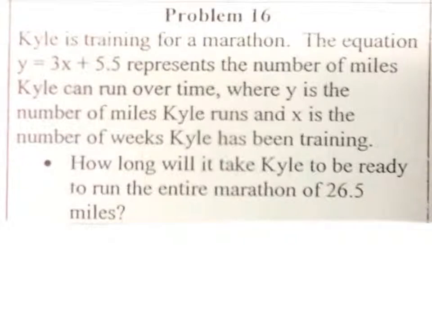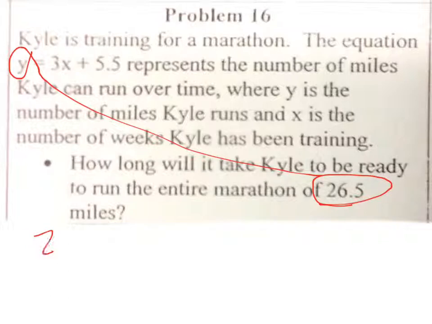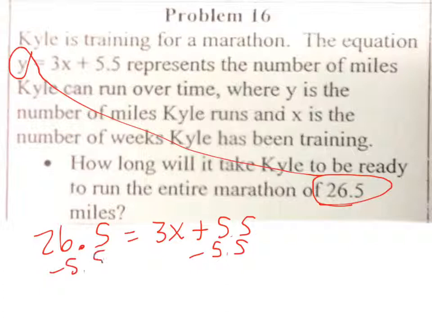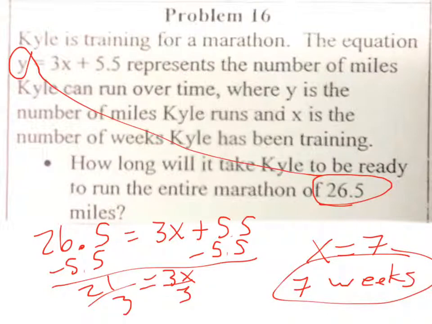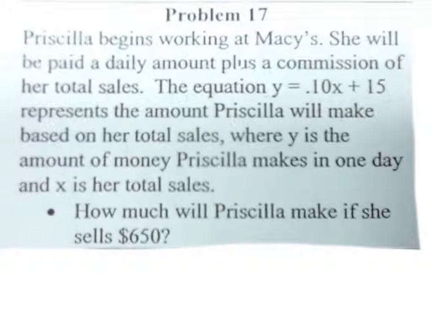That brings us to problem 16. Kyle is training for a marathon. And right here, he wants to get up to 26.5 miles. You need to take that and put it where the y is, 26.5, because that's his total, and not how many weeks he's been training. That's what x is, so you need to figure out what that is. You need to subtract 5.5 from both sides, and you'll get 3x equaling 21. Divide by the 3, and it's looking like x is 7, so you're looking at 7 weeks. Which is actually really, really fast to train for a marathon starting at 5.5 miles.